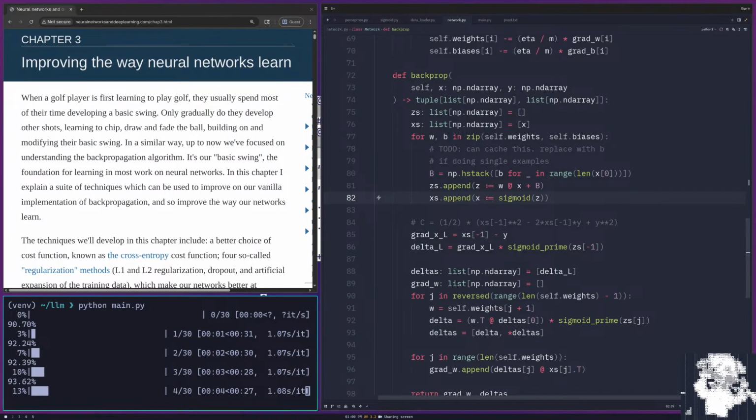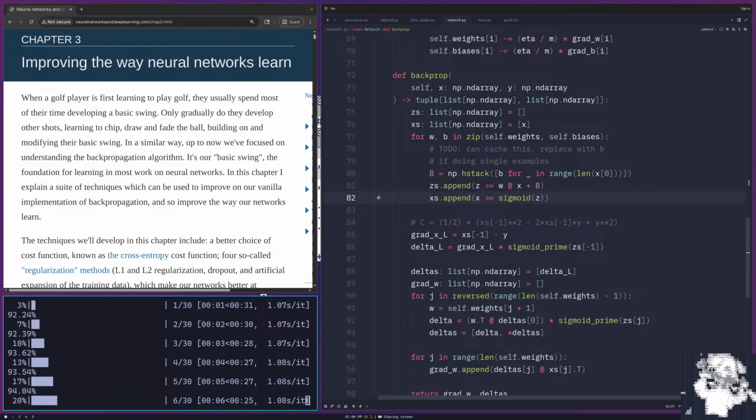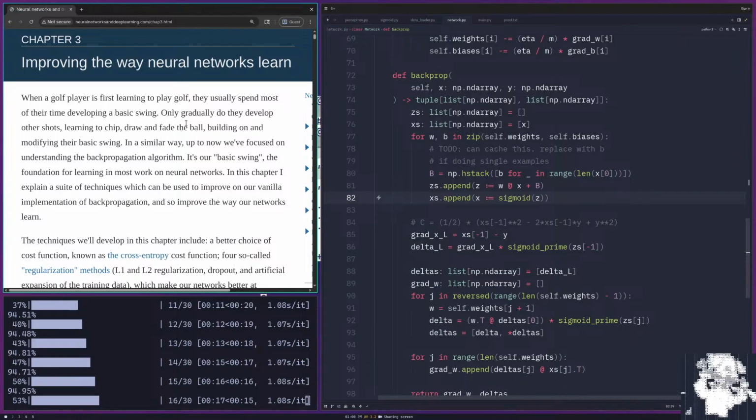Yeah, so we jumped to 90% after 1 second, and then after 10 more seconds we get to 95, and then we stay around 95 for the rest of the 30 seconds. So today we're going to be learning some improvements that we can make.